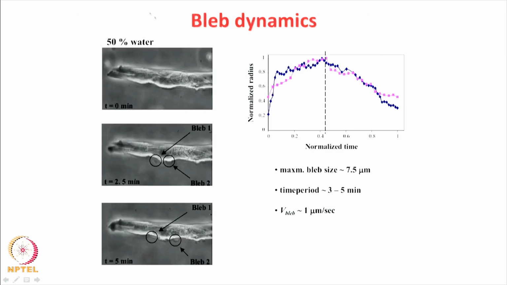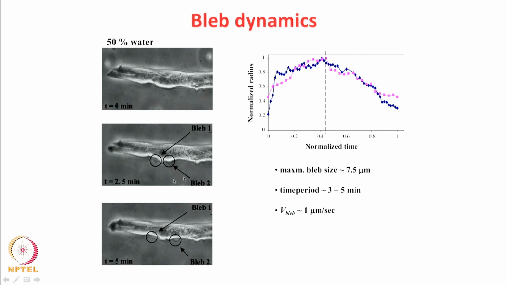For the case of 50% water, you can look at these individual structures, or blebs. Each of these blebs can actually traverse on the surface, and they have a characteristic time scale in which first they grow bigger and bigger, and eventually they are pulled back into the cell. The bleb size in this particular example is of the order of 7 to 10 microns, they exist over a time period of 3 to 5 minutes, and with a velocity of the order of 1 micron per second.